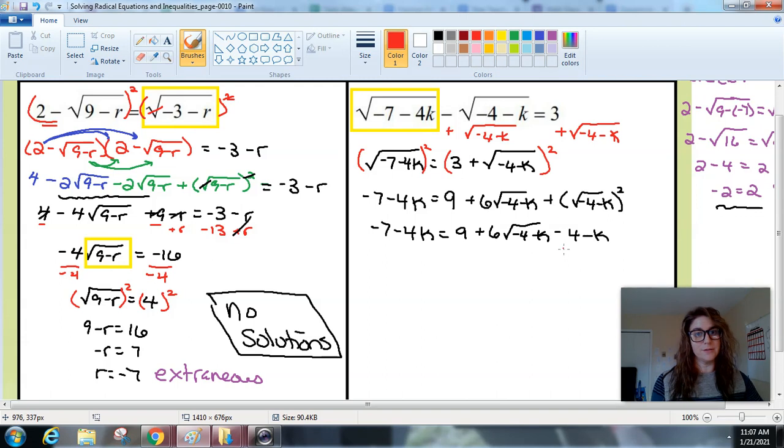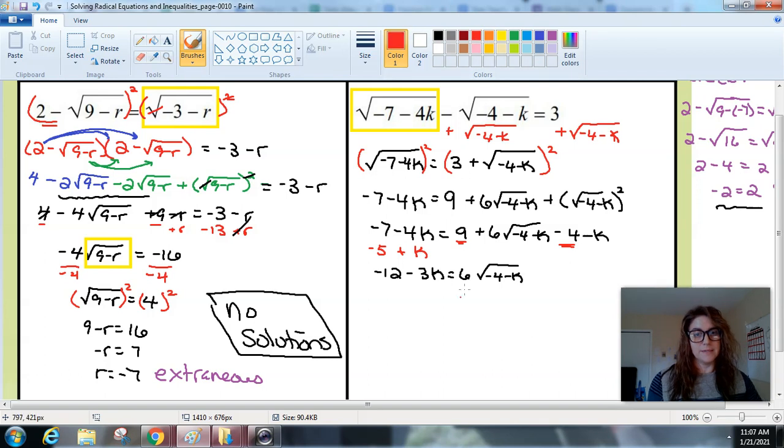Okay, just like I did before, I'm going to bring everything over. That's not the radical. So I'm going to combine these. A 9 and a -4 is 5. So I would subtract it. I'm going to add the k over. -7 minus 5 is -12. -4 plus k is a -3k. And then we have 6 times this root.